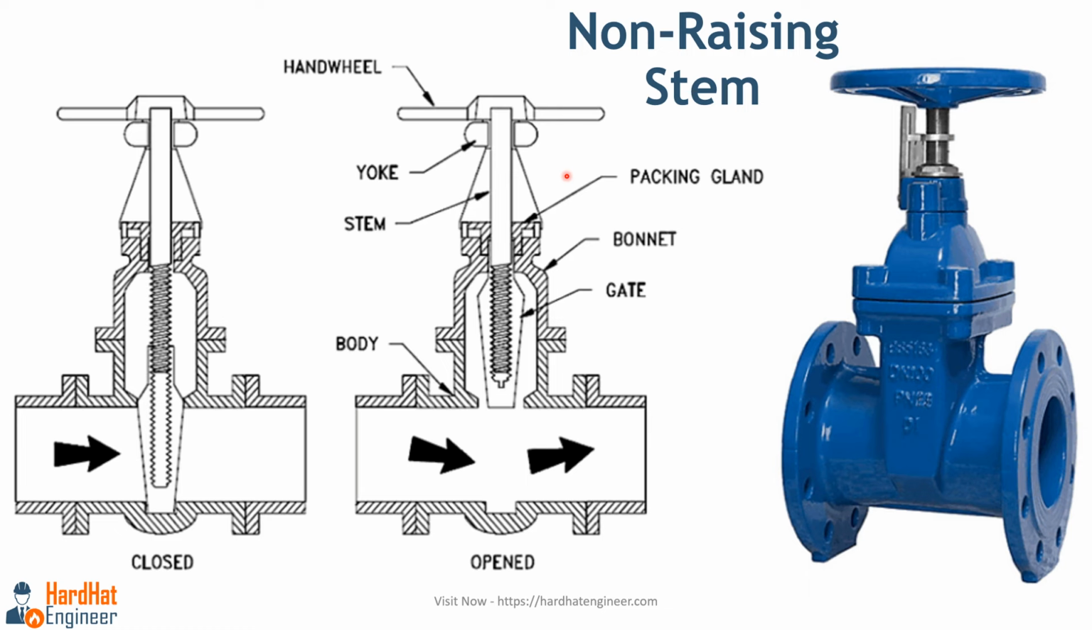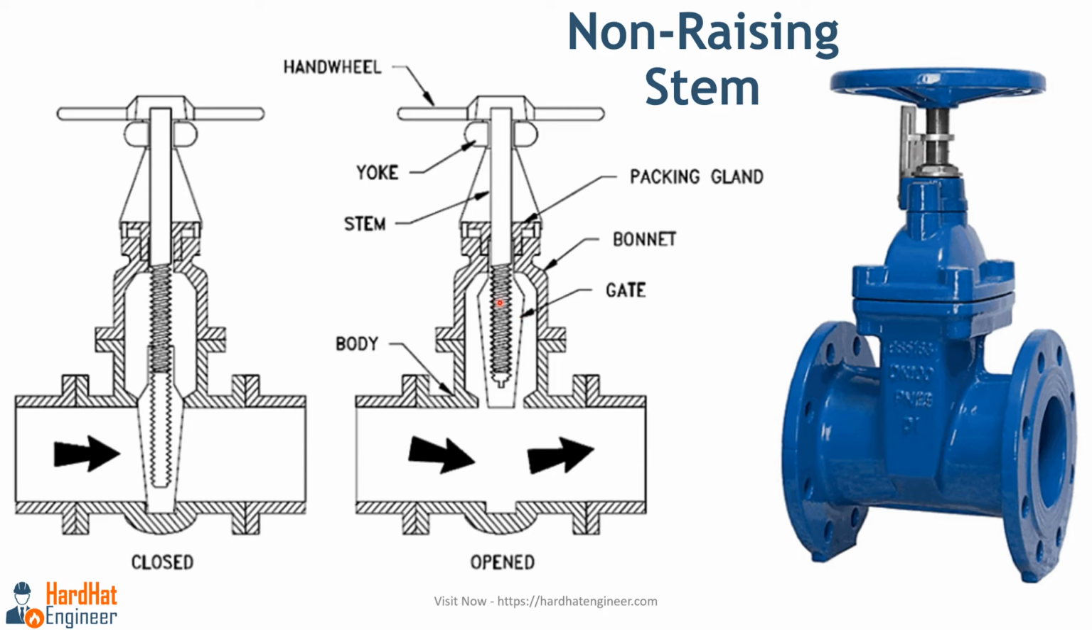Next, let's look at the non-rising stem gate valve, also known as the inside screw valve. Unlike the rising stem type, there is no upward movement of the stem here. The stem is threaded internally into the valve disc. As the handle is turned, the disc moves up and down along the stem like a nut on a bolt, without the stem moving up or down. This design is compact, making it ideal for situations where space is limited. Since the stem does not rise, these valves are often used in underground applications or where headroom is restricted.